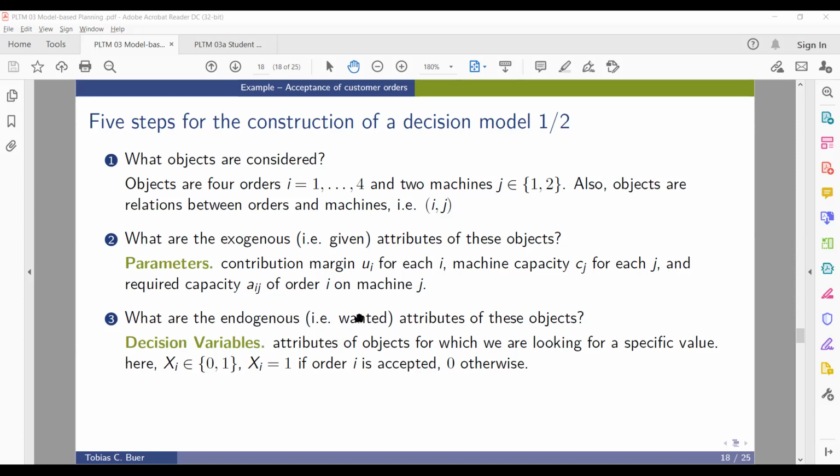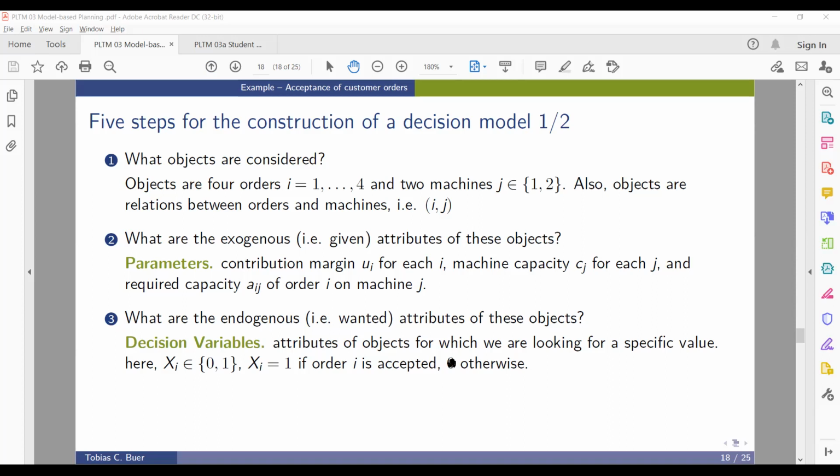Now the third step is to decide what decision we want to make, and we call this decision variables. And the decision we want to make here is, shall we accept an order i or shall we reject it? If we accept this order, we say this decision variable xi becomes the value 1. Otherwise, if we reject it, it becomes the value 0.